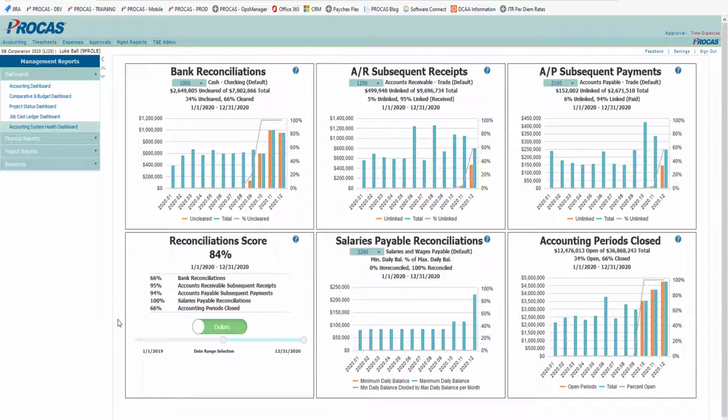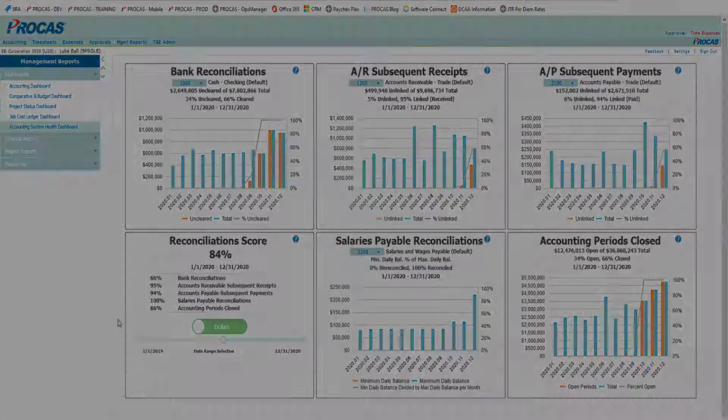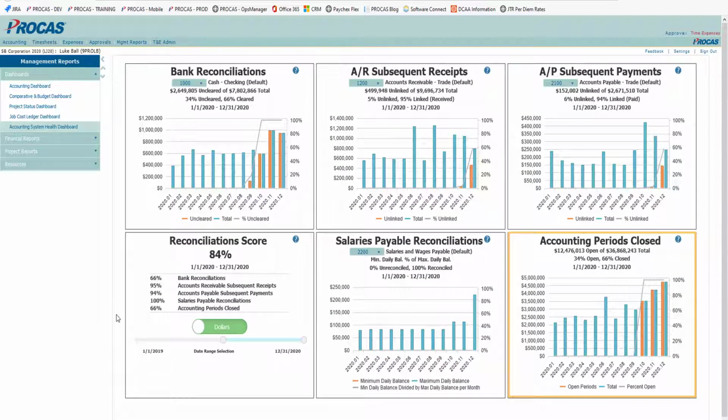If my account was not reconciled, this tile will display a minimum daily balance in orange to compare to my maximum daily balance in blue, which is then divided to give an average in gray. This tile is slightly different from the rest because companies can pay their employees at different times within their accounting periods. However, the data score can be read similarly, and a detailed report can be presented in the same manner as the other tiles. Tile 5, Accounting Periods Closed.